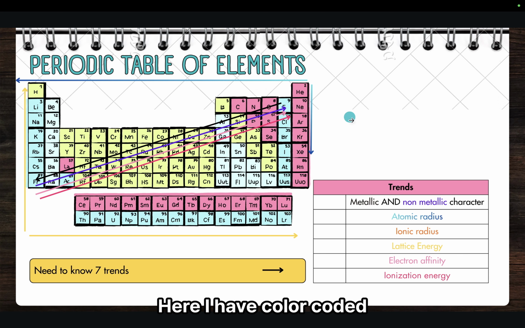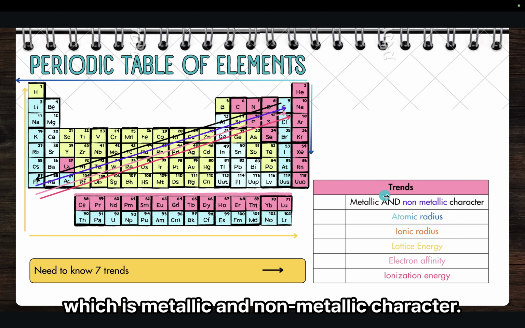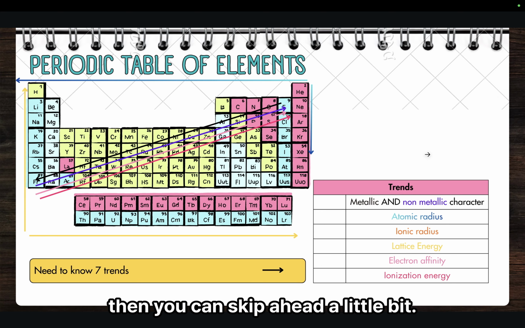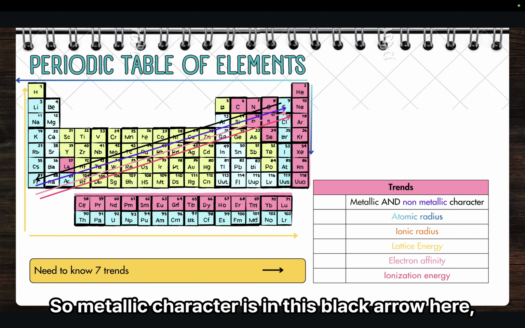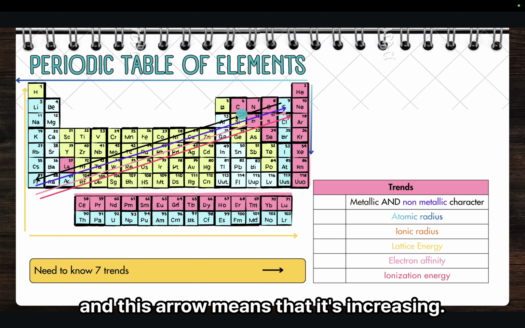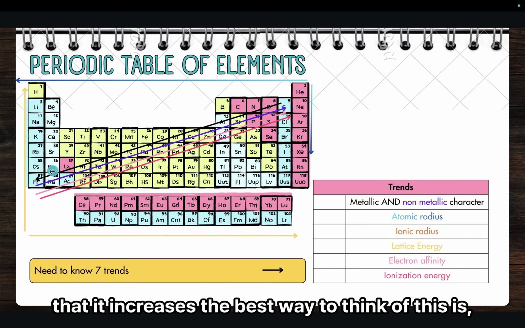Here I have color-coded all of the trends you need to know. First I'll start with the easiest, which is metallic and non-metallic character. If you understand this, then you can skip ahead a little bit. I'm basically just going to go in order though. So metallic character is in this black arrow here, and this arrow means that it's increasing. I set it up so all of the arrows are in the direction of increasing. So this black arrow showing that it increases.